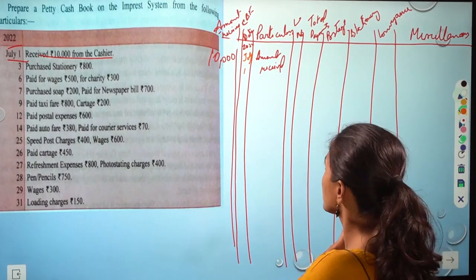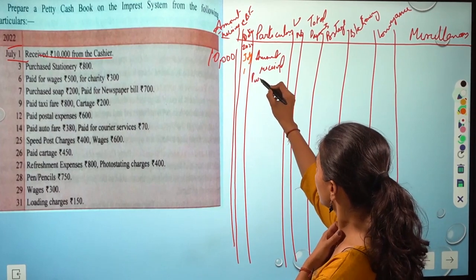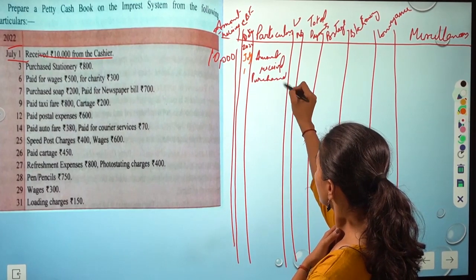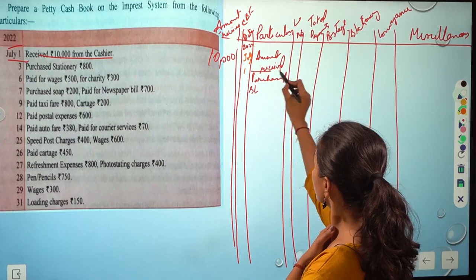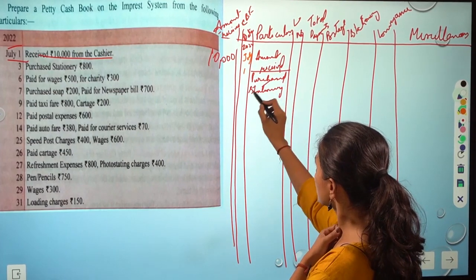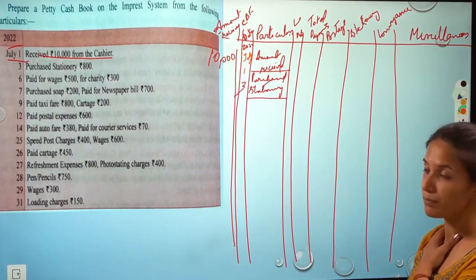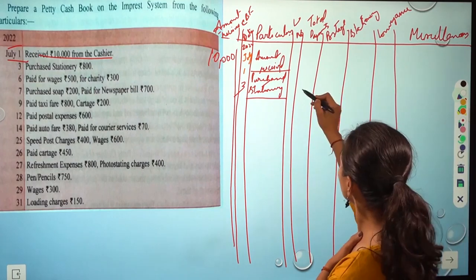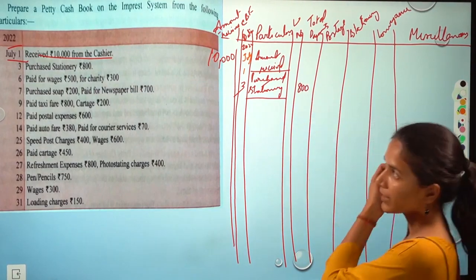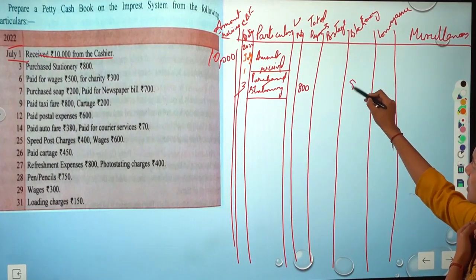Next, purchased stationery. This is first, then stationery. This one was third. Payment, this one is payment, right? So 800 in total payment, 800 will be there. Next, it is stationery, so it will come under stationery.